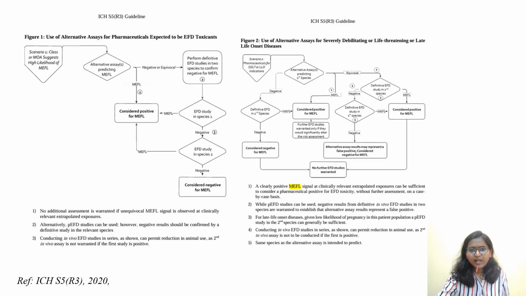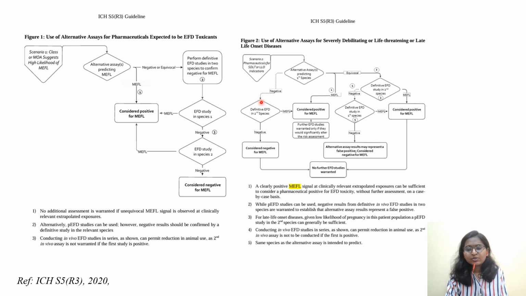Okay, and the next important thing is that in this particular guideline they have given some decision trees. Most of the time these guidelines have decision trees that help the study director, or whoever is handling this type of study, to decide. There are two decision trees. These decision trees explain the use of alternative assays for pharmaceuticals expected to be embryo-fetal toxicants, developmental toxicants, and the use of alternative assays for severely debilitating or life-threatening or late-life-onset diseases.